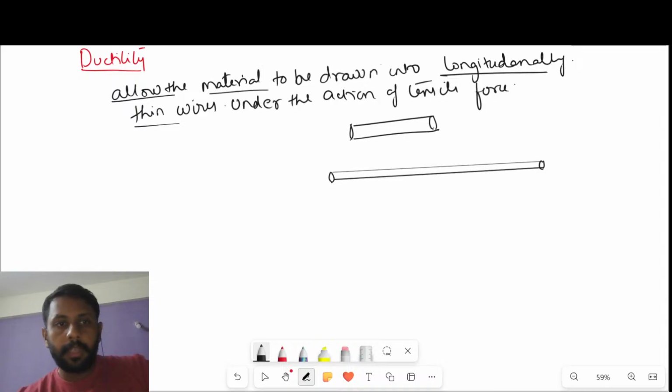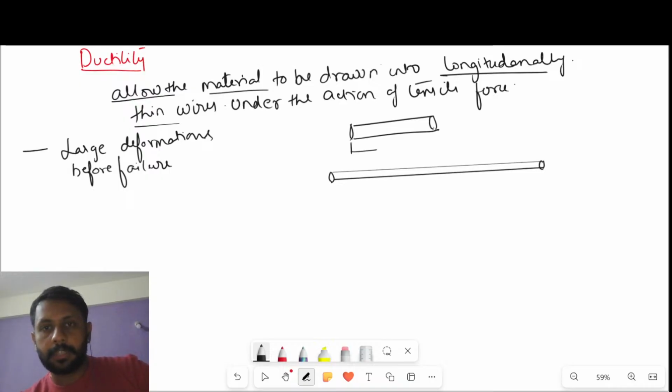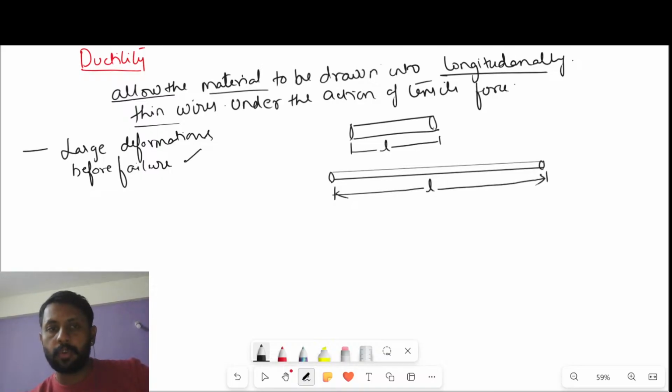So during ductility what happens? Large deformations will occur. Large deformations before failure. Before failure you will see large deformation. See, initially this was the length of the material, but before failure what is the length of the material? Isn't it huge? So before failure the length will drastically increase. So you will see large deformations.